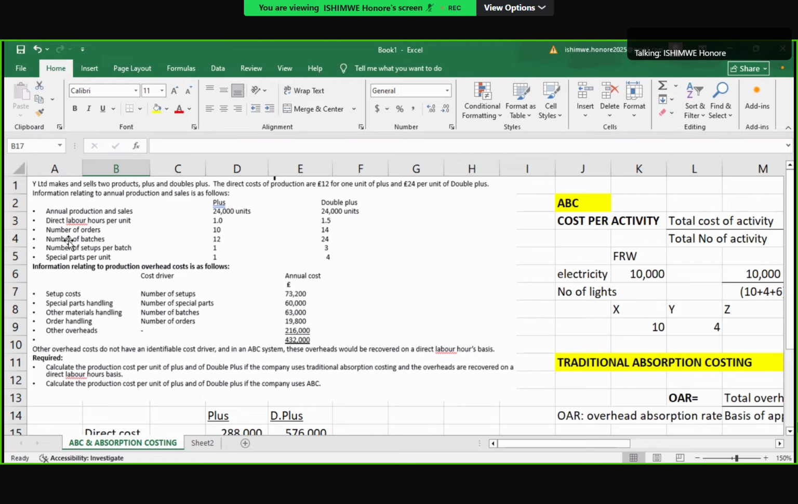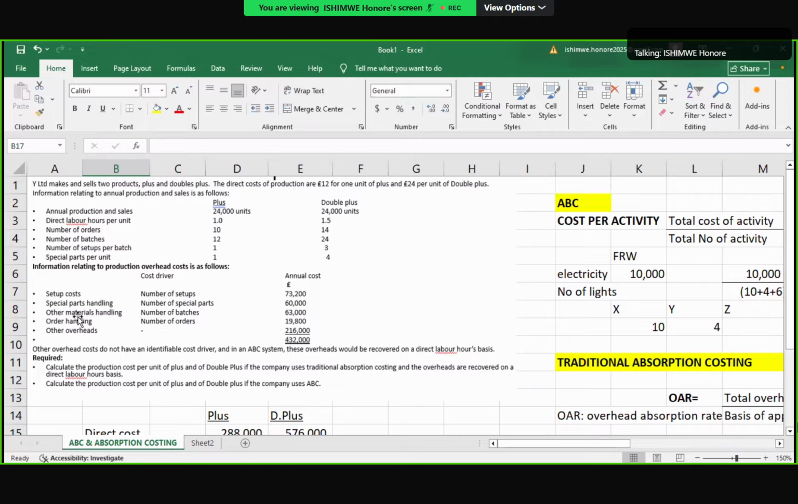Number of batches, nowhere to use it. Sorry, we have where to use it, but not in our cost statement. It is not money. So we go to information relating to production overhead cost, which is as follows. You see, these are information relating to the overhead costs. We have cost driver, we have setup, special parts handling, other material handling, order handling, and other overheads. So these are overheads that happened.